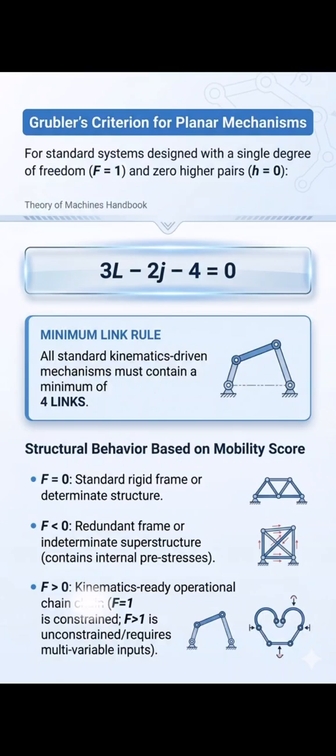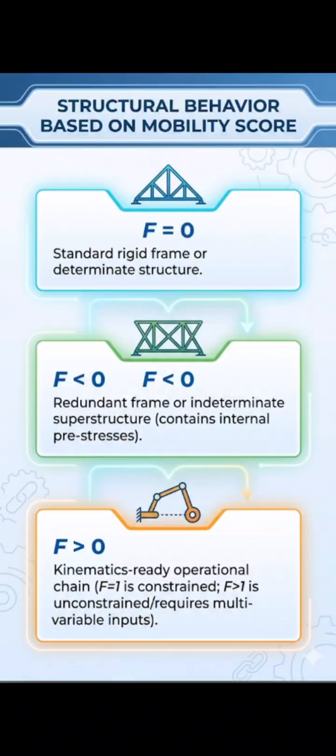Structural behavior based on mobility score. F equal to 0: standard rigid frame or determinate structure. F less than 0: redundant frame or indeterminate superstructure, contains internal pre-stresses. F greater than 0: kinematics-ready operational chain. F is equal to 1 is constrained. F greater than 1 is unconstrained or requires multivariable inputs.